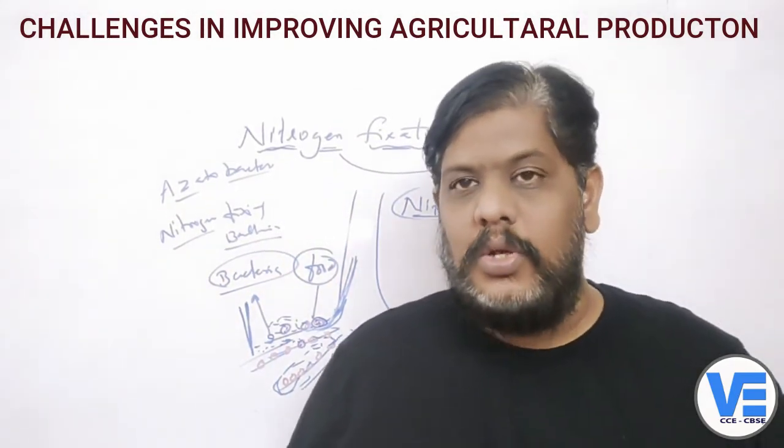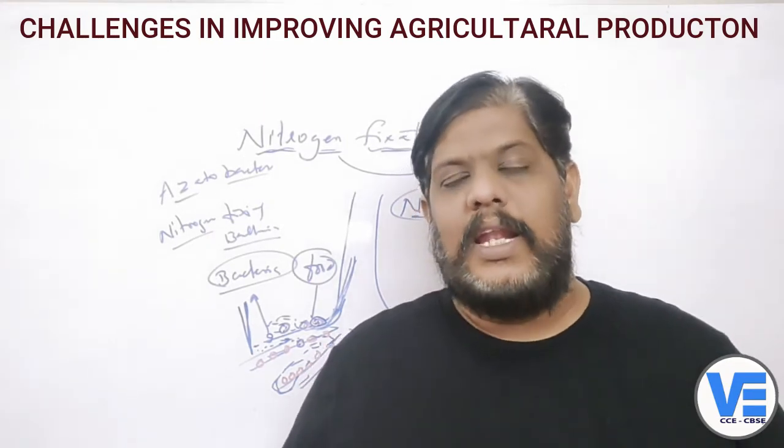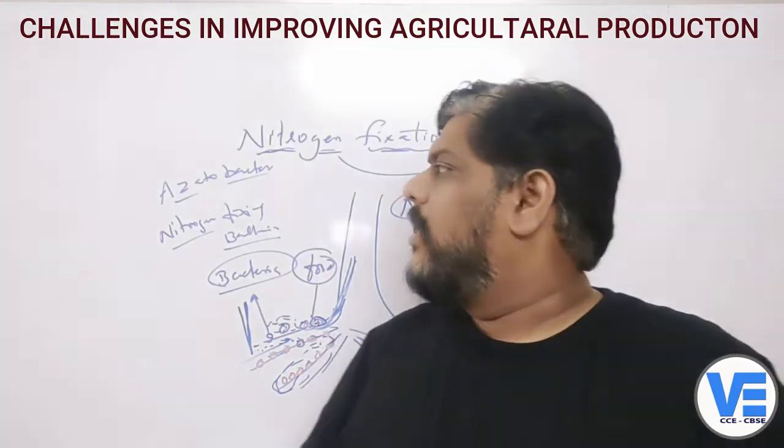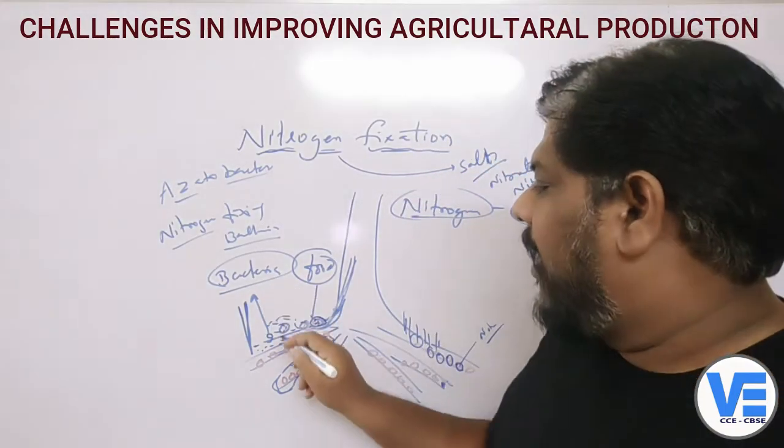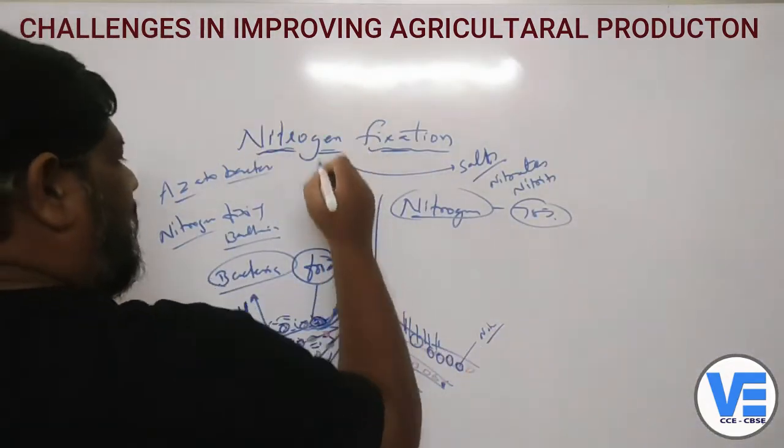So nitrogen usually helps in the growth of the plant. It builds the plant, it helps in the growth of the plant. That is how the bacteria are helping the plant. So here you can see a symbiotic relationship.